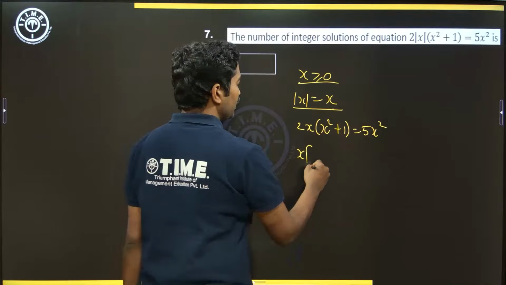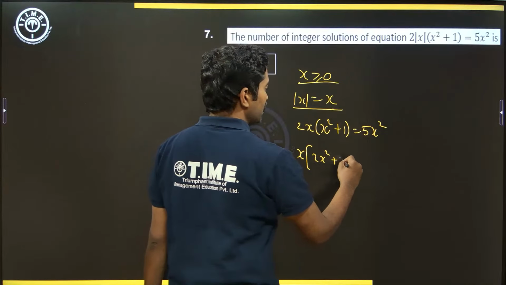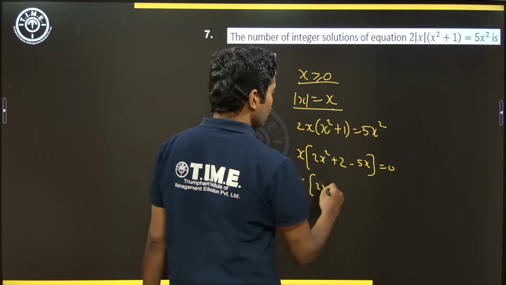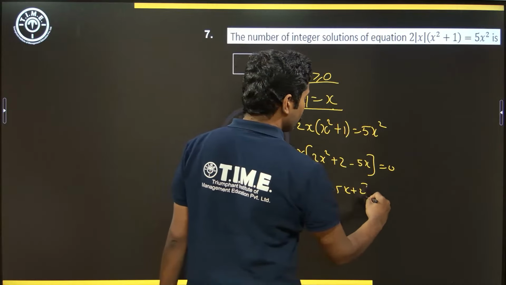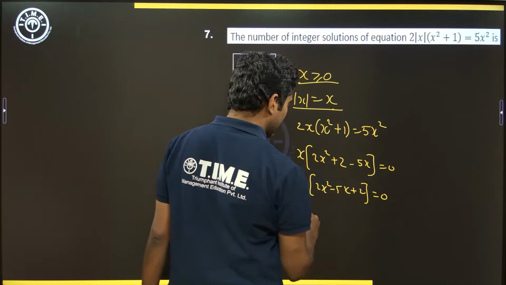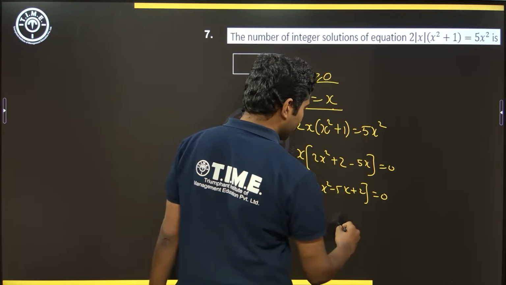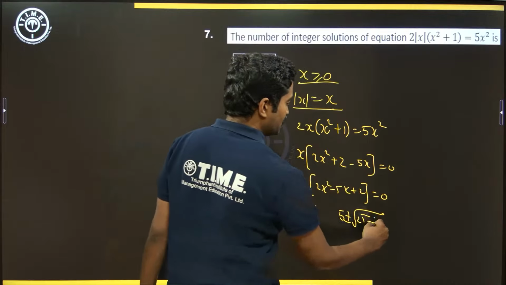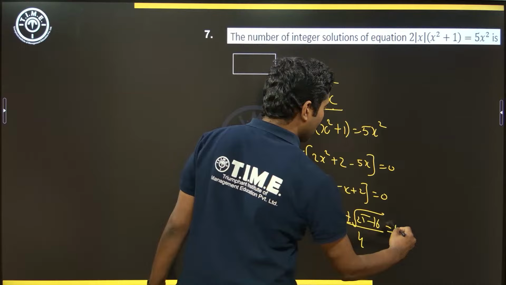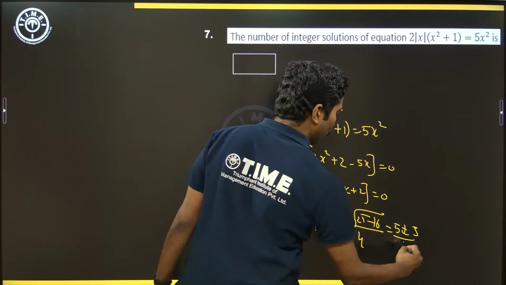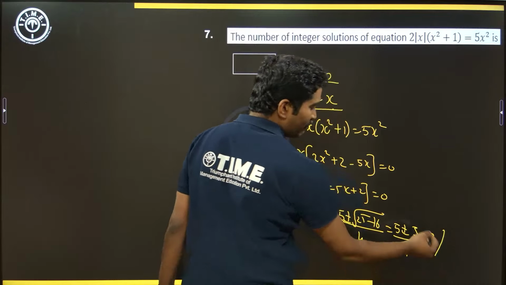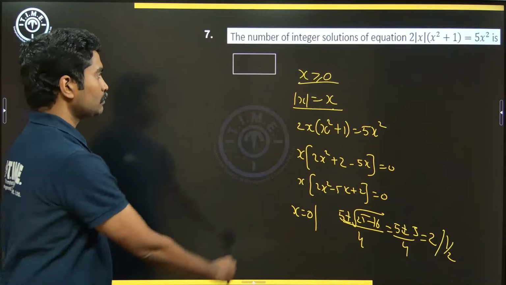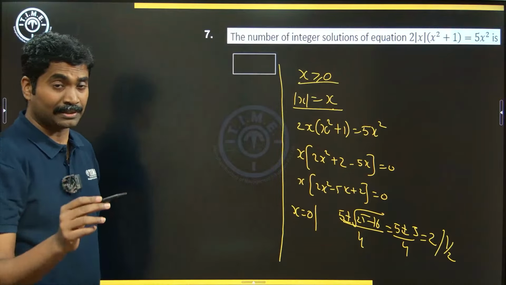Take x common, x into 2x square plus 2 minus 5x is equal to 0. x into 2x square minus 5x plus 2 is equal to 0. So when I solve this, x can be 0. That's the first solution. Or how about this? x is equal to 5 plus or minus square root of 25 minus 4 2s are 8, 8 2s are 16, by 2 2s are 4. This is 5 plus or minus 3 by 4. 5 plus 3, 8 by 4 is 2. 5 minus 3, 2 by 4 is 1 by 2. So what are my solutions? 0, 2, 1 by 2. That is when x is greater than or equal to 0.